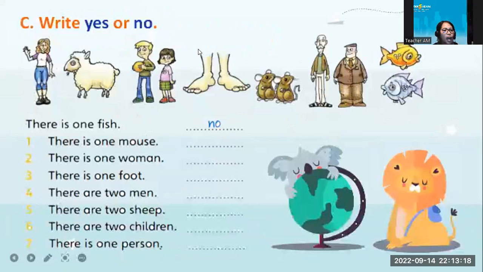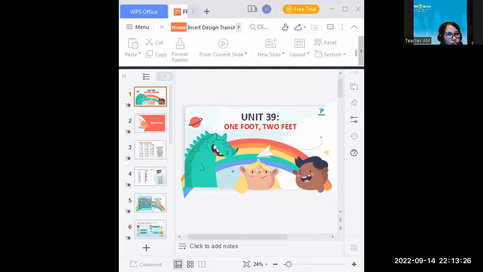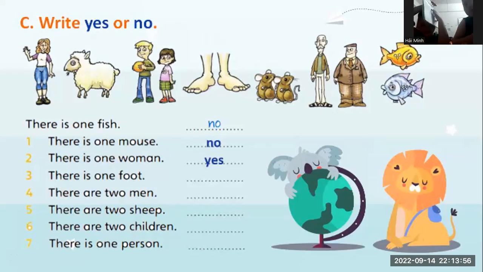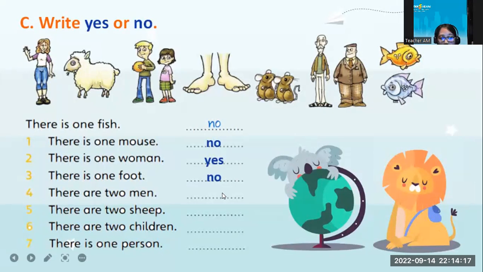Okay, so here I want you to write yes or no. For example, there is one fish, that is no because there are two fish. How about number one? You write yes or no there. No. Okay, this is no. How about number two? There is one grown man. No. This is yes. There's only one woman. How about number three? Please read. There is one foot. Okay, that's no. There are 2 feet.